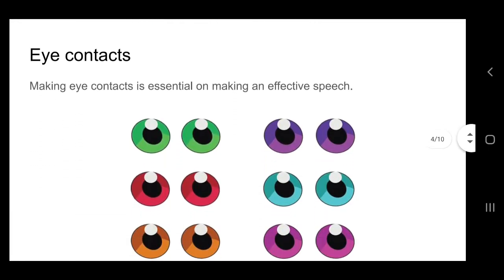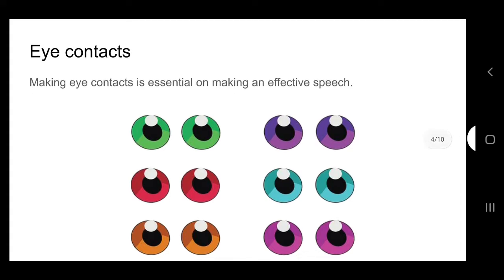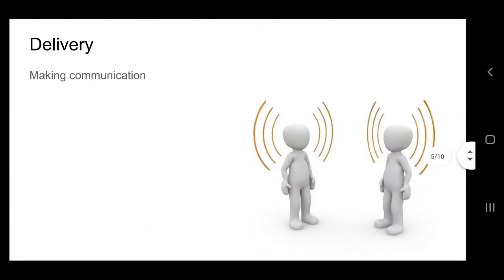Then eye contact. The speaker needs eye contact with the audience, because the person who gives the speech should keep in contact with the audience. So making eye contact for at least 80% of the speech is essential to make an effective speech. And the next thing is delivery.